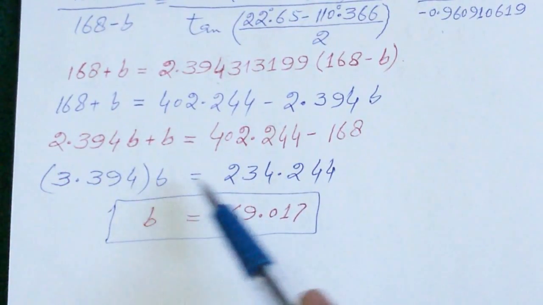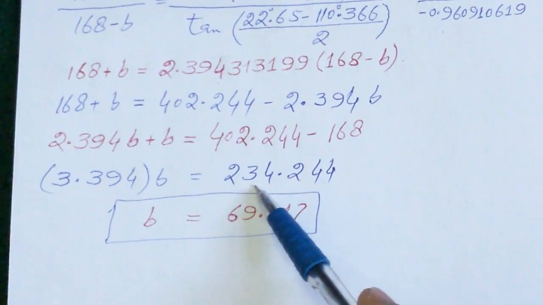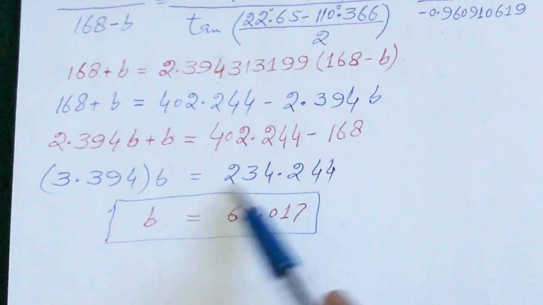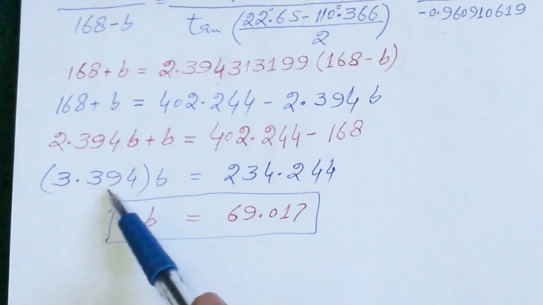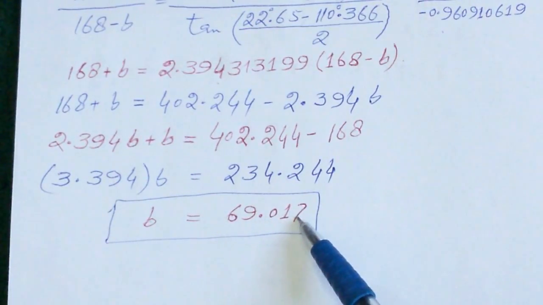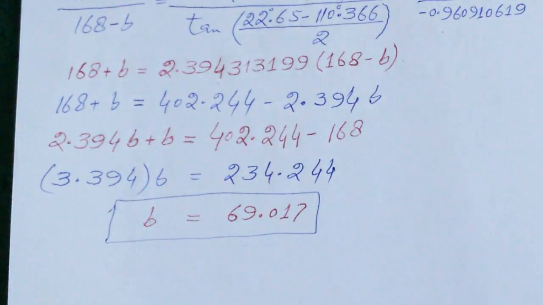3.394 multiplied by b is equal to 234.244. Divide both sides by 3.394, we get b is equal to 69.014, which is the length of the second side.